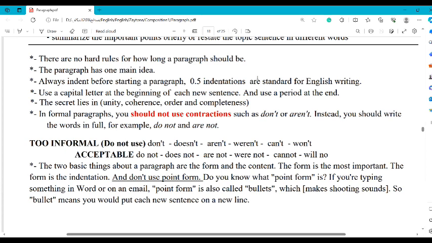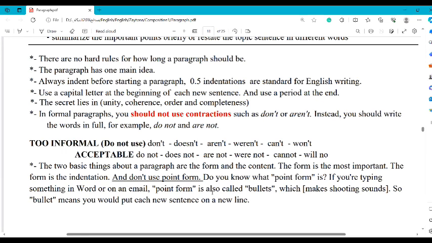Can you repeat the last one please? Point form. Point form, or bullet form, the same meaning, okay? Bullet means like a bullet, but in this context it's not necessarily its meaning. Bullet form or point form means when you write each new sentence on a new line, like a list. For example, one sentence, full stop, you go to a new line, second sentence, full stop, you go to a new line, third sentence, full stop, etc.